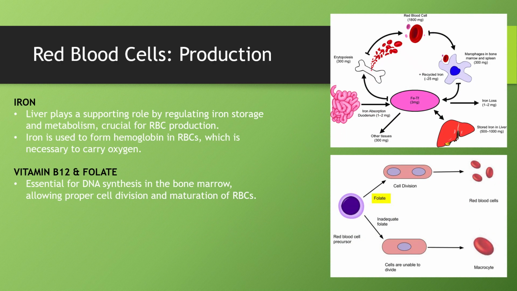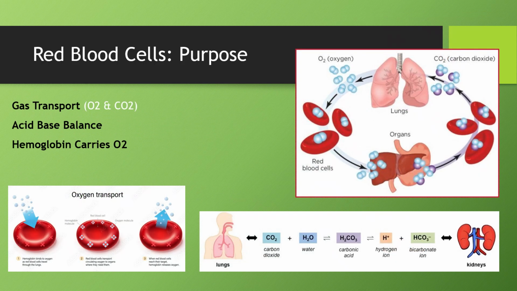Again, when we talk about iron and the production, we see the liver playing that supportive role, and it really regulates that iron storage and metabolism. And this is going to be crucial for that RBC production. And iron is used to form that hemoglobin in RBCs, which is necessary for carrying oxygen. When we look at vitamin B12 and folate, this is going to be essential for that DNA synthesis in the bone marrow, and this allows for that proper cell division and maturation of the RBCs.